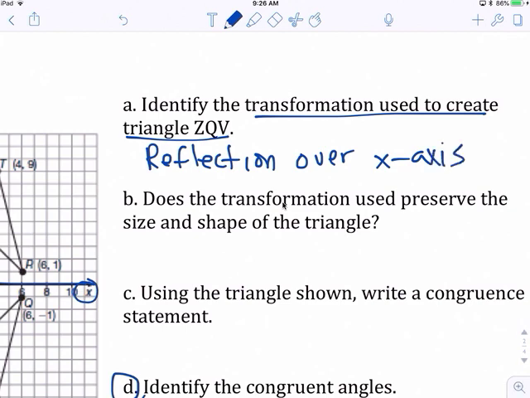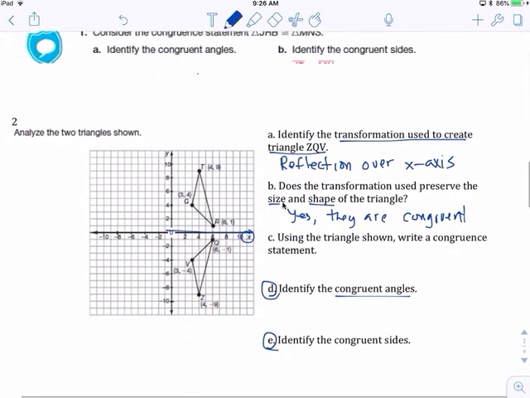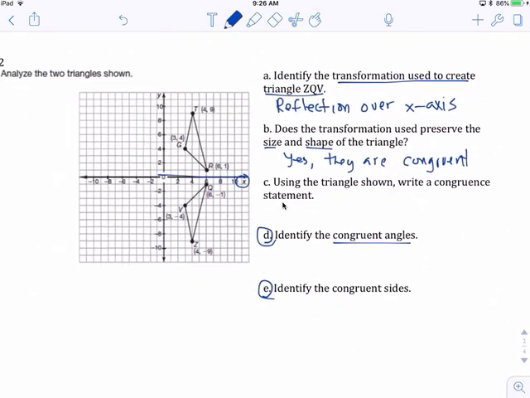Does the transformation preserve the shape and size of the triangle? Yes. They're congruent. We call that they are congruent. Basically, the shape stays the same. Okay, I'll go over C in class.